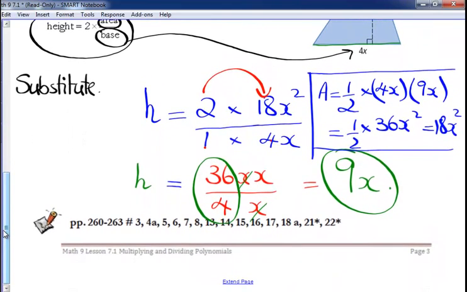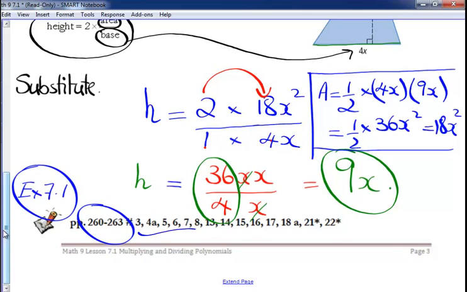Okay, so your task when you next come along to class is to work from exercise 7.1. It begins on these pages here, and you want to work through these numbers here. Good luck with that.